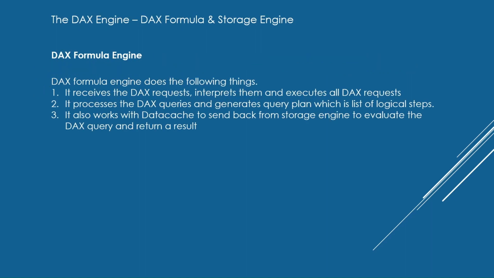So let's discuss how these two engines work internally. Let's discuss how the formula engine works. The formula engine does the following things. First, it receives the DAX request, interprets it and executes all the DAX requests. So when we write any DAX, it is first received by the formula engine. The formula engine will interpret and execute all the DAX requests which we make.